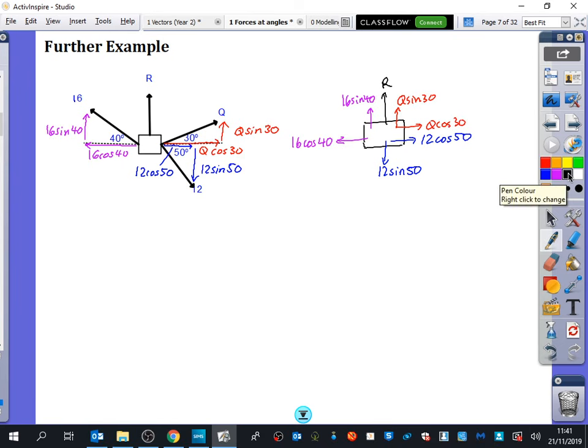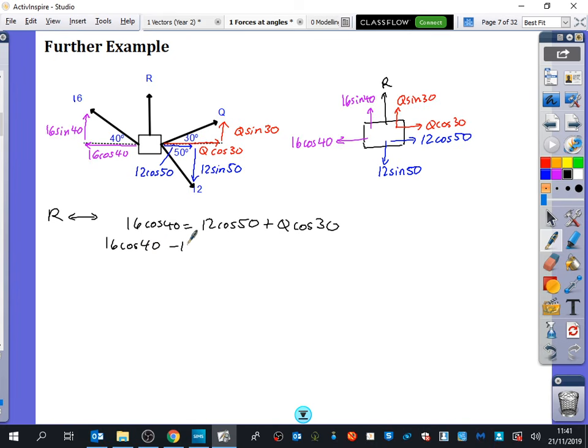I like it if you can tell me what you're doing to begin with. So you can say you're going to resolve in the left and right direction first. So 16 cos 40 equals 12 cos 50 plus Q cos 30. Solving that equation, you do 16 cos 40 minus 12 cos 50, all divided by cos 30. So Q is 5.25. And then R becomes negative.